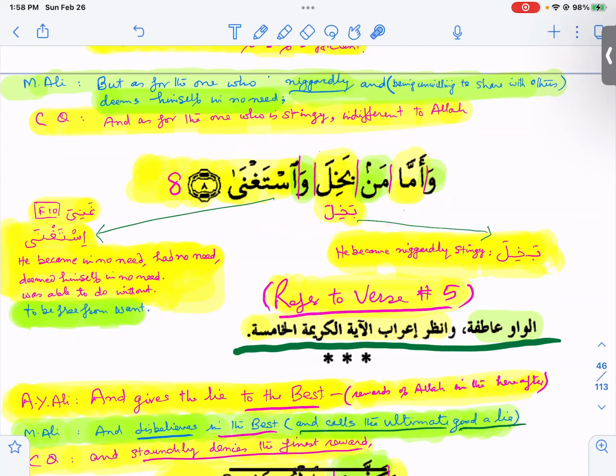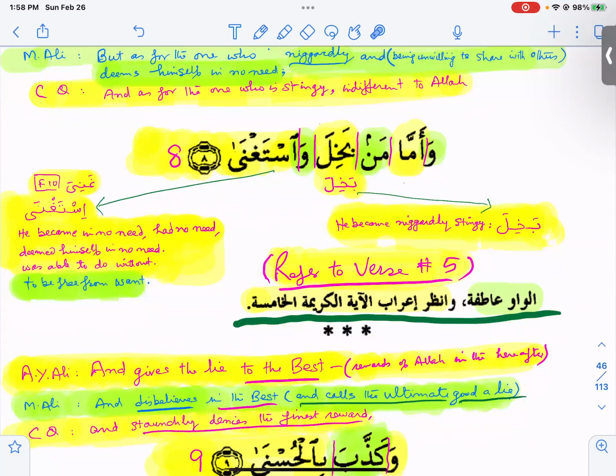So here, I only give you some hints. Amma man bakhila. Bakhila means he became stingy, niggardly, very stingy. Doesn't want to share his wealth with anybody. Istaghna, yes, istaghna is coming from ghaniya. Istaghna is form 10. He became in no need, had no need, deemed himself to be in no need, was able to do without, to be free from want.